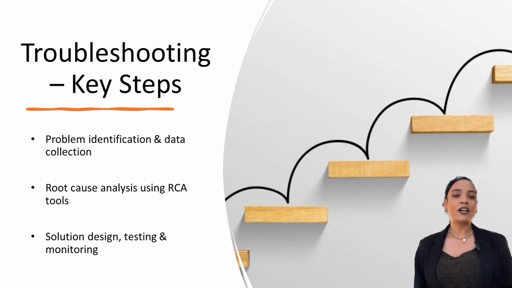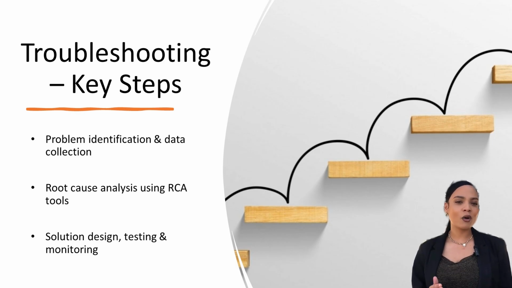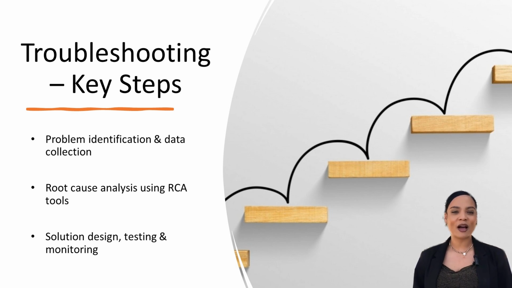This might involve adjusting parameters, replacing parts, revising a method, adding a check, or improving training. We implement changes in a controlled way. D. Monitoring and feedback. After the fix, we watch the process closely. Has the problem disappeared? Has a new problem appeared? We gather feedback from operators and check data to confirm whether the solution is effective.